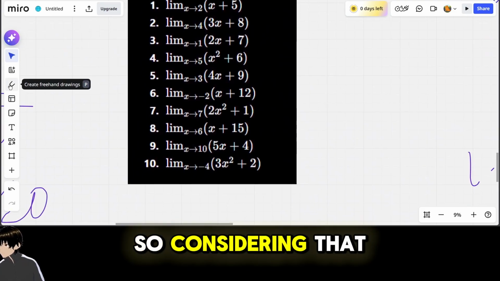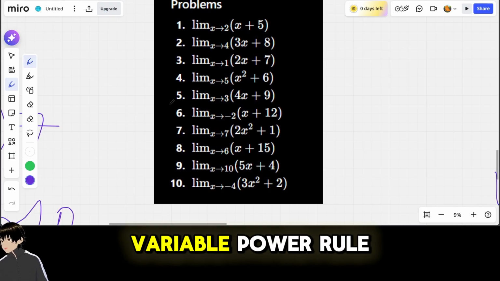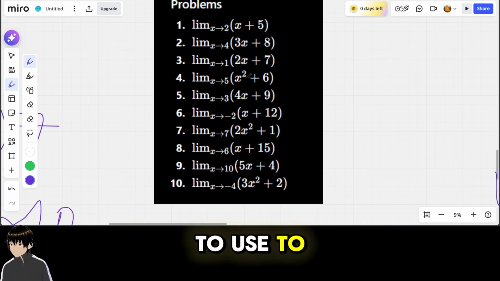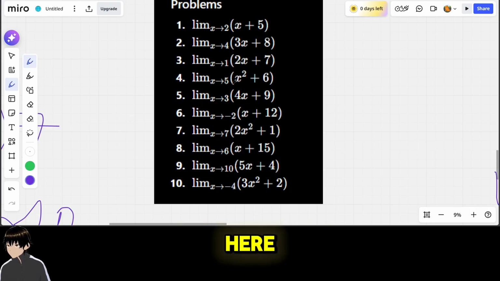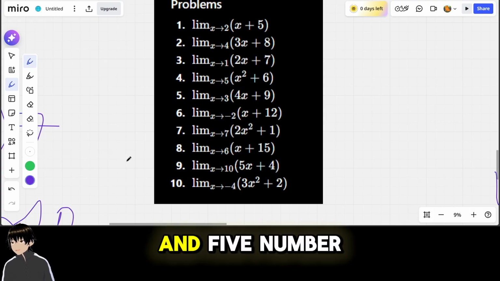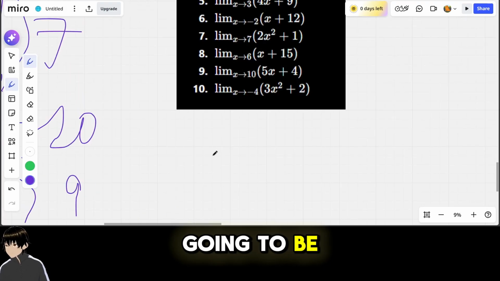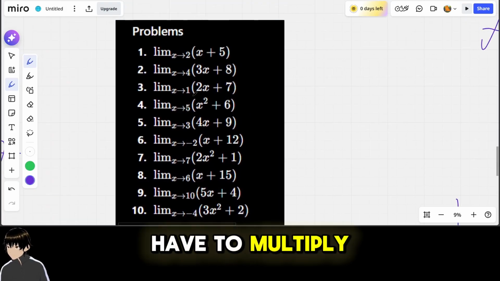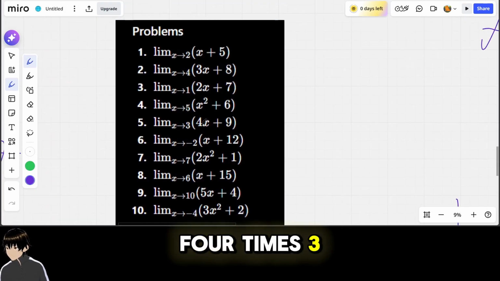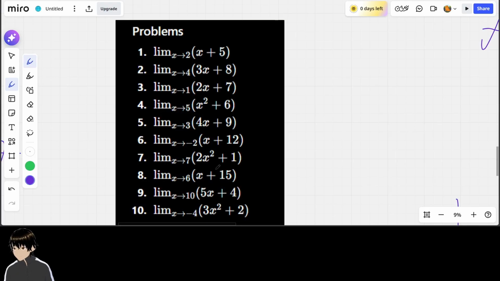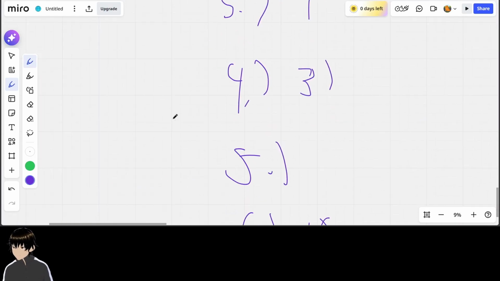Considering that there is an x here, a variable, it's the power rule. So we have to just get 5, and then 5 here. 5 times 5 is going to be 25 plus 6, then it's going to be 31. And number 5 here, we just have to multiply the variable on x. 4 times 3 is going to be 12 plus 9, it's going to be 21. See?